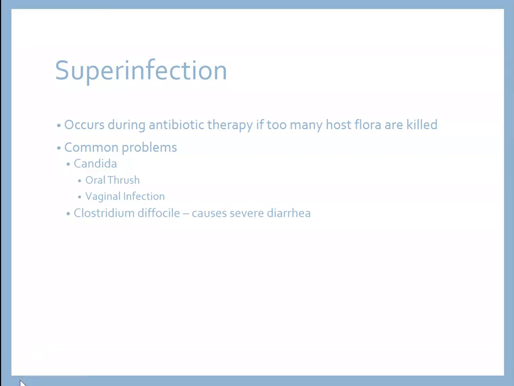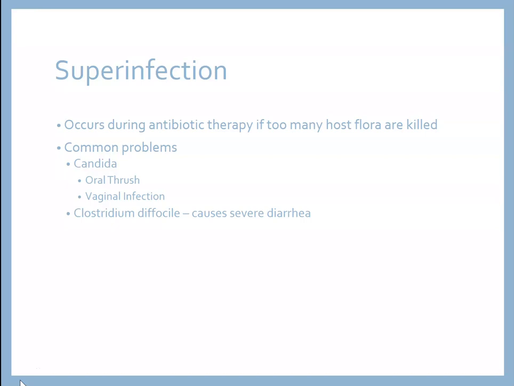Superinfection. Superinfection happens when you're on antibiotic therapy and too many of your host flora are killed, the bacteria that keep all kinds of things in check. So you can get problems like Candida, oral thrush, or Candida in the vaginal area, and that's a yeast infection. Both of those are very uncomfortable and are definitely considered superinfections.